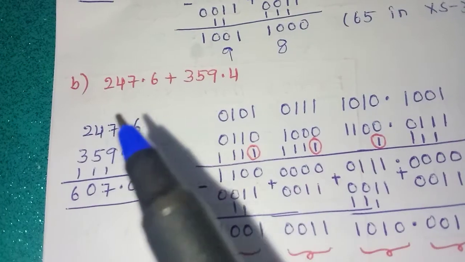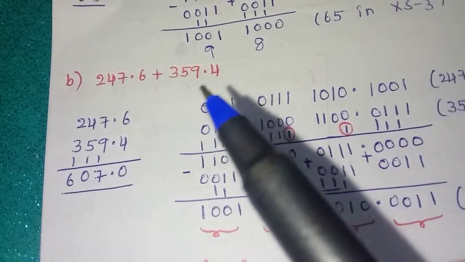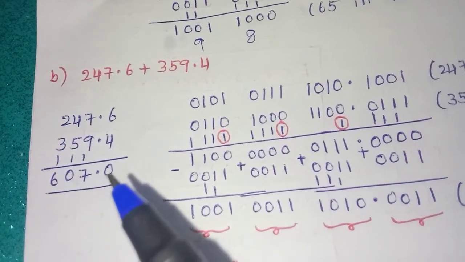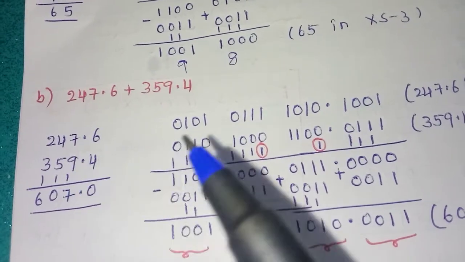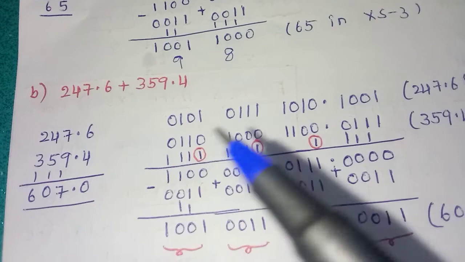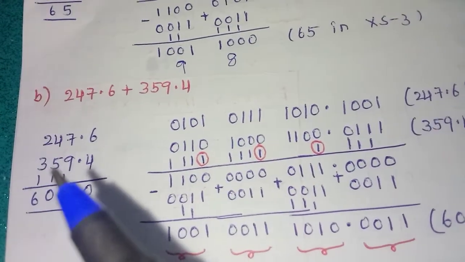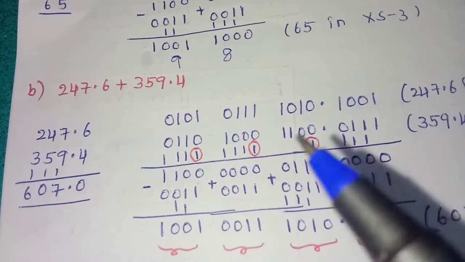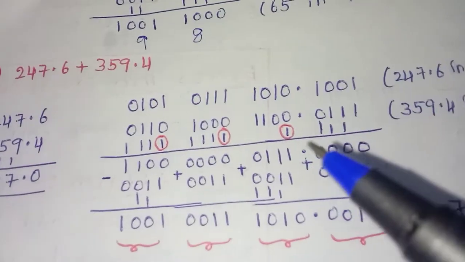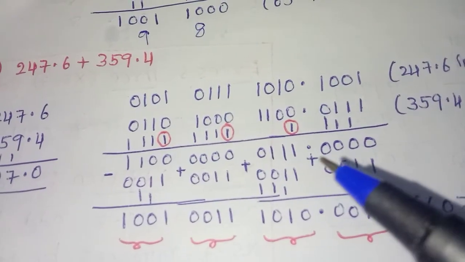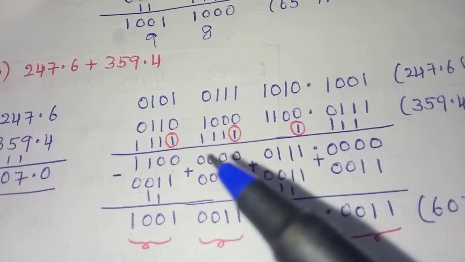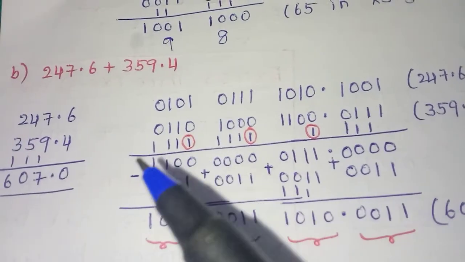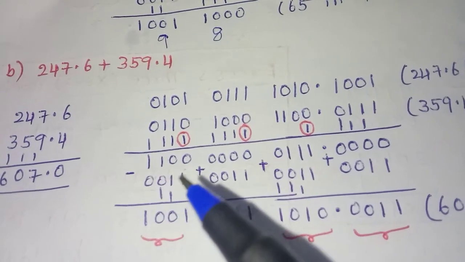Similarly, look at this example: 247.6 plus 359.4. What is the answer? 607.0. Now I have expressed it in excess-3: 2 becomes 5, 4 becomes 7, 7 becomes 10, 6 becomes 9, then similarly 3 becomes 6, 5 becomes 8, 9 becomes 12, and 4 becomes 7. Now if you observe, where there is a carry, I have added 3 here. There is a carry, I have added 3 here. There is a carry, I have added 3 here. Here there is no carry, therefore I have subtracted 3 here.